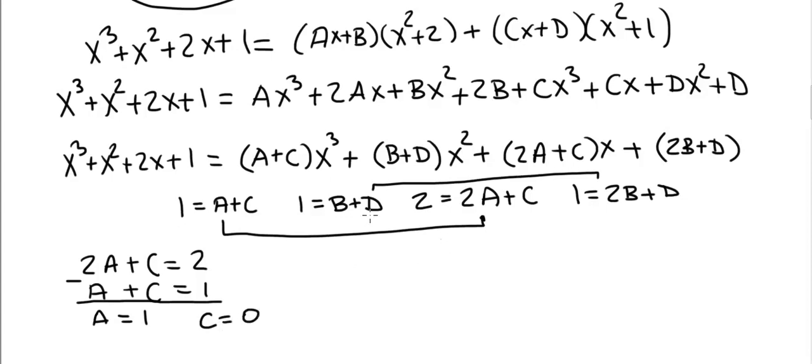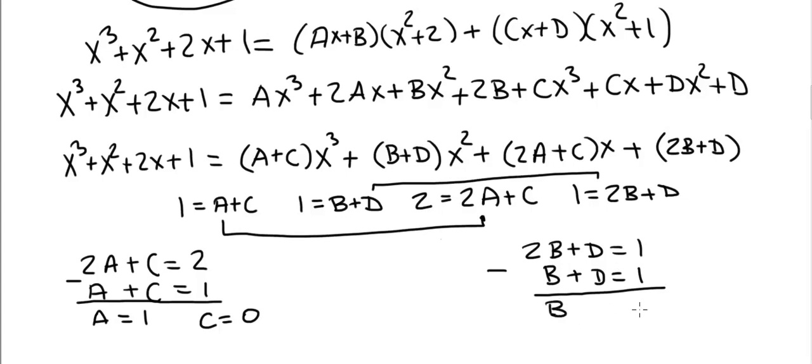Now bring in the fourth equation, 2b plus d equals 1, and the second, b plus d equals 1 also. Subtract. 2b minus b is b. These cancel. b is equal to 0. That means that d must equal 1. So we solved for a, we solved for b, we solved for c, and we solved for d.